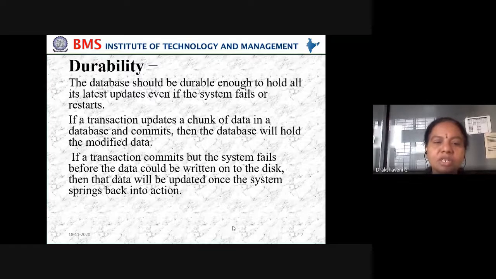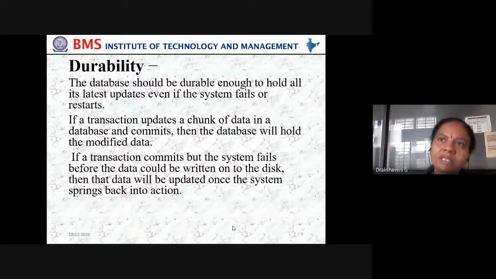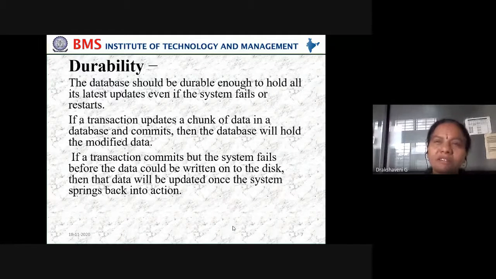If the transaction updates a chunk of data in a database and commits, then the database will hold the modified data. You may have opened a Word file, or you may have opened your SQL and created two tables. Once you create the tables, if you have used the commit command and saved those two tables, then definitely those two tables should be present in your database.